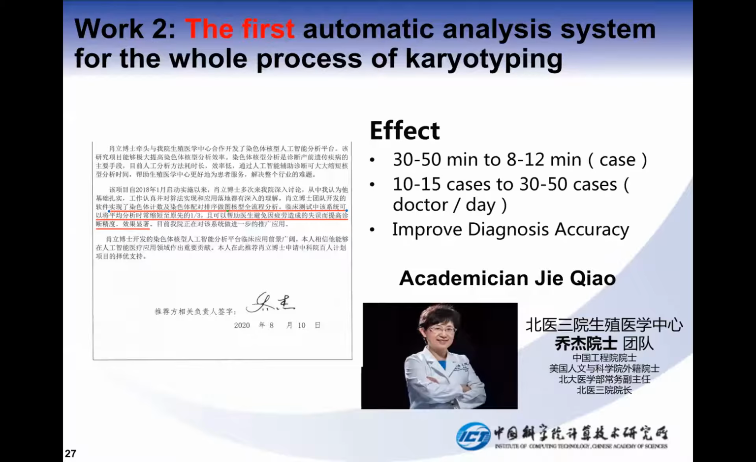Combined with the key models, we developed the first automatic analysis system for the whole process of karyotyping, in collaboration with academician Jie Qiao. The system has been installed in the Peking University Third Hospital, and with its help, we reduce the diagnosis time from 30 to 50 minutes to 8 to 12 minutes, and the system can also improve the diagnosis accuracy. Right now, we are promoting this system.